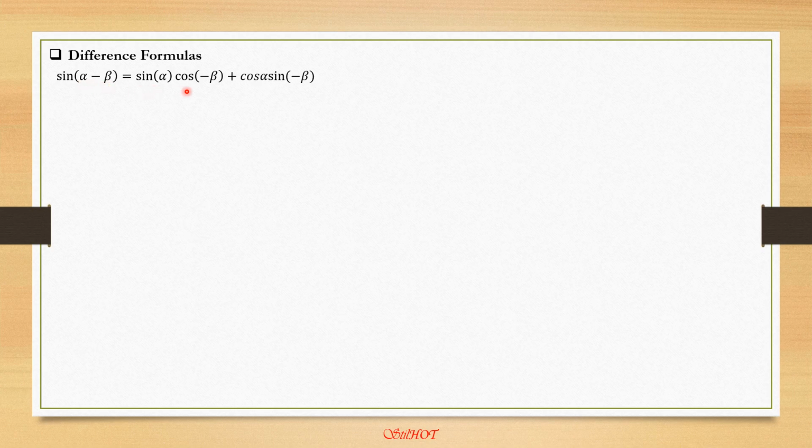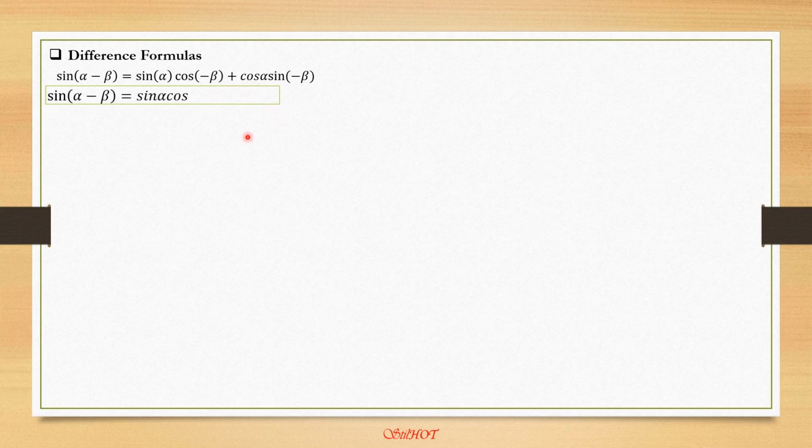So let's have difference formulas from negative relations. We replace beta by negative beta. So sine of alpha plus negative beta becomes sine of alpha plus negative beta. From expansion, sine alpha cosine of negative beta plus cosine of alpha sine of negative beta. But cosine of negative beta is cosine of beta itself, while sine of negative beta is negative sine of beta. Therefore, sine of alpha minus beta is sine alpha cosine beta minus cosine alpha sine of beta.